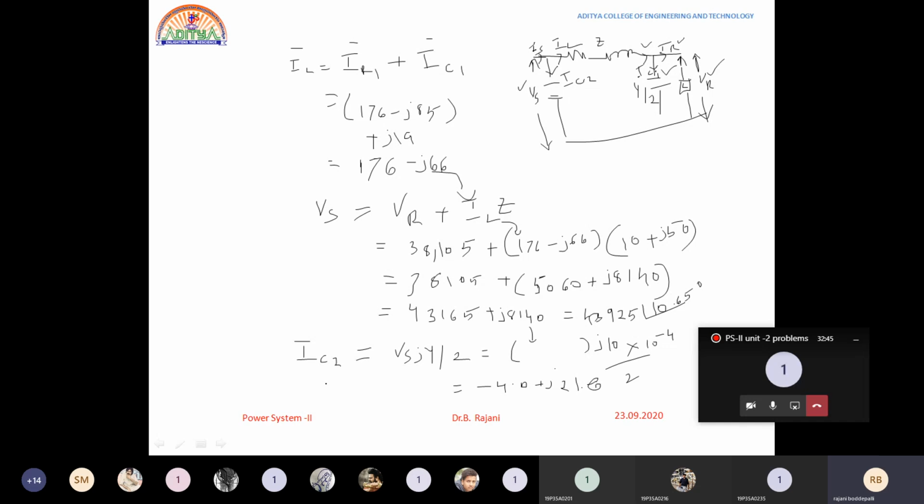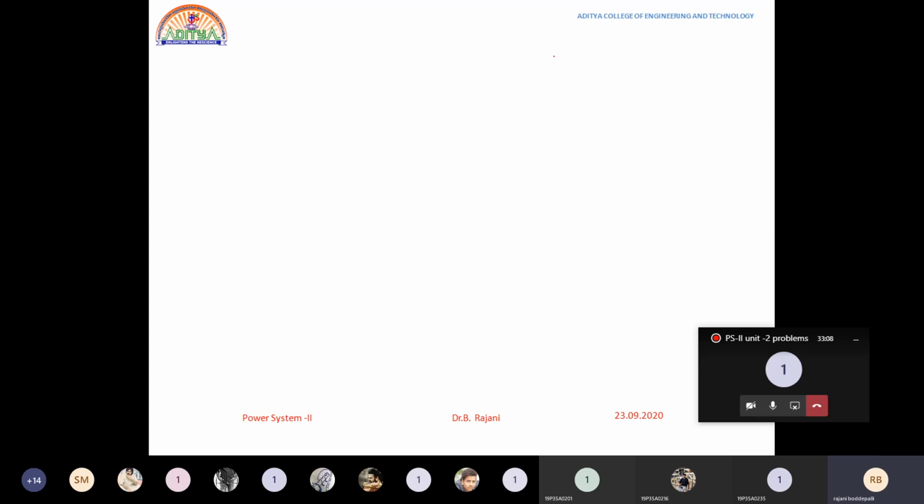Once after knowing the IC2 value, see here, we know the value of Vs and IC2 also we have found. Now what else is remaining? Only Is is the remaining. Let us calculate that also. Is is equals to, what is the formula for this? Line current plus IC2.